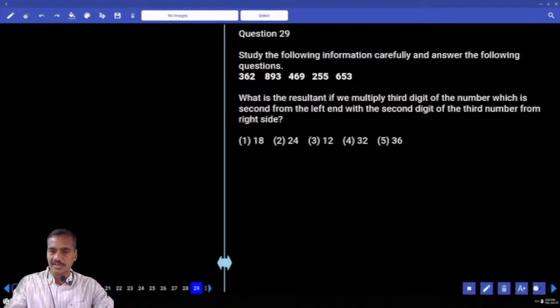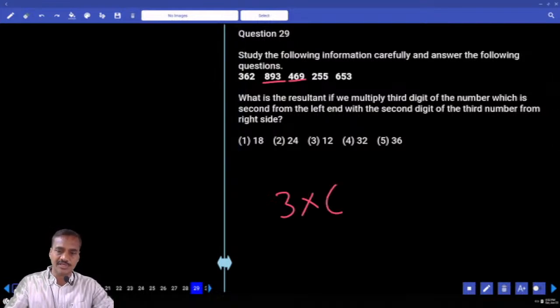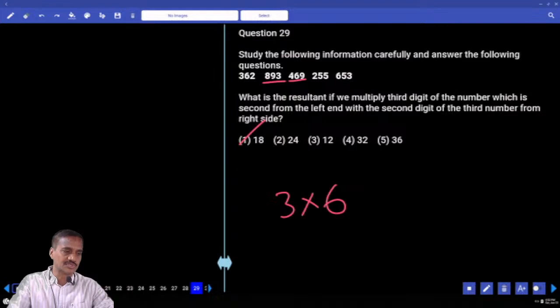Then 29. And some resultant. If we multiply the third digit of the number which is second from the left. Second from the left, third digit 3. And with the second digit of the third number from the right, this one. 3 into 6, how much? 18, choice 1, question number 29. The next one, 30 onwards.